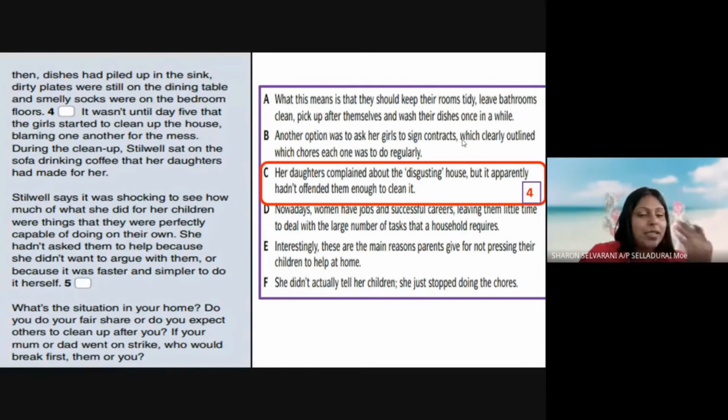Okay, so Stillwell says it was shocking to see how much of what she did for her children were things that they were perfectly capable of doing on their own. She hadn't asked them to help because she didn't want to argue with them or because it was faster and simpler to do it herself. Okay, so what is the last answer?